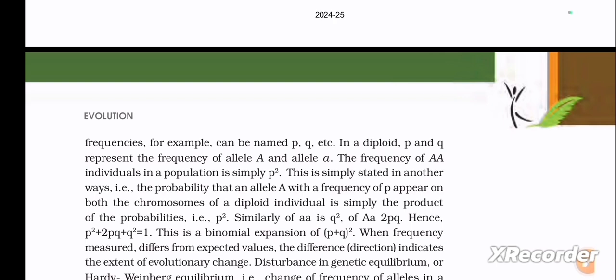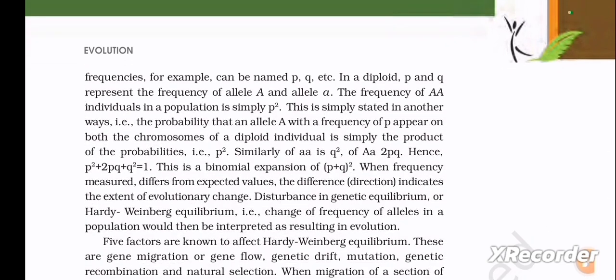This can be stated in another way: the probability that an allele A with a frequency of p appears on both the chromosomes of a diploid individual is simply the product of the probabilities, that is p squared. Similarly, for aa it is q squared, and for Aa it is 2pq. Hence, p squared plus 2pq plus q squared equals 1. This is a binomial expansion of (p plus q) whole squared.